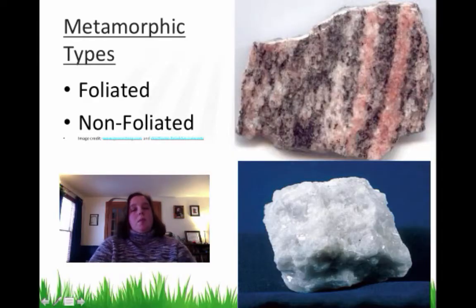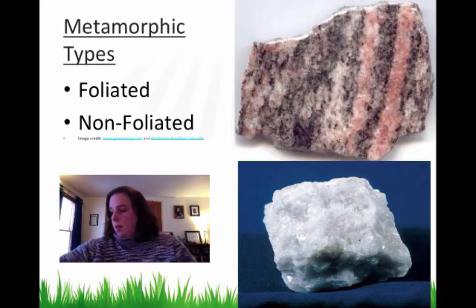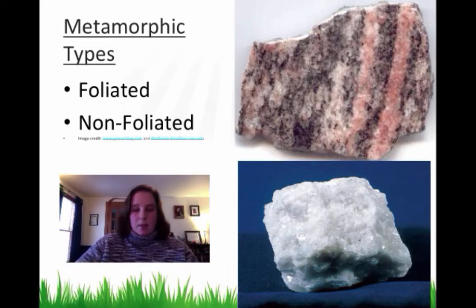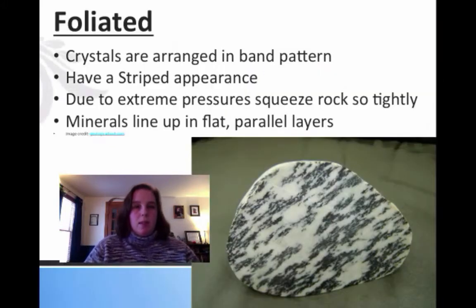All right, so metamorphic types come in two flavors. They are foliated and non-foliated. Foliated, let's see, I've got a couple examples here. This is foliated and this is non-foliated. So let's get into them. What's the differences between the two?